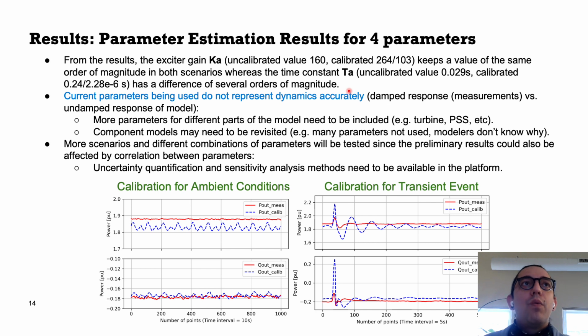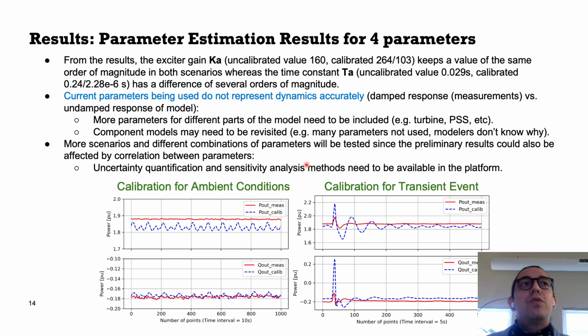One of the things that we believe is that the current parameters being used do not represent dynamics accurately. So, for example, you see here the damped response versus the undamped response from the simulation. So, we obviously need to include more parameters and parts for the model, parameters such as the stabilizer and of the turbine governor. In addition, we might need to revisit if the component models used are the right ones, because as we have seen in the data, many parameters are not even used and the modelers don't know why.